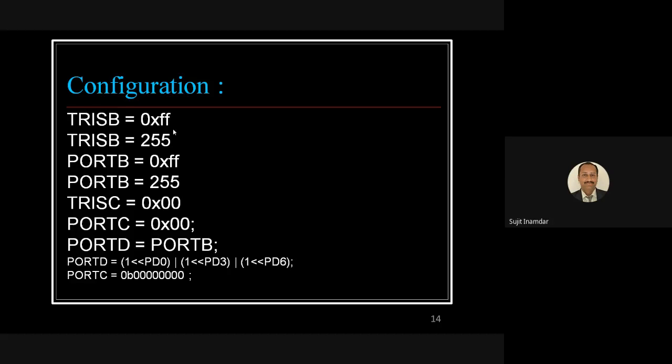Next, port D is equal to PD0 belongs to 1 or PD3 belongs to 1 or PD6 belongs to 1.